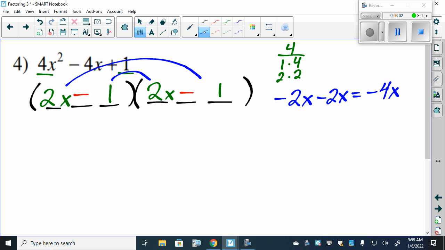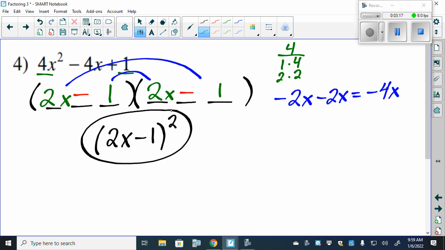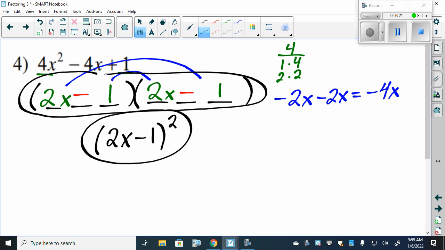Now, the reason I classify this as a special case is because both sets of parentheses are the exact same thing. So realistically, I could rewrite this as 2x minus 1 squared. So either one of these is the correct factored form. And that's it. That's all we have to do for this here. Any questions on this here?